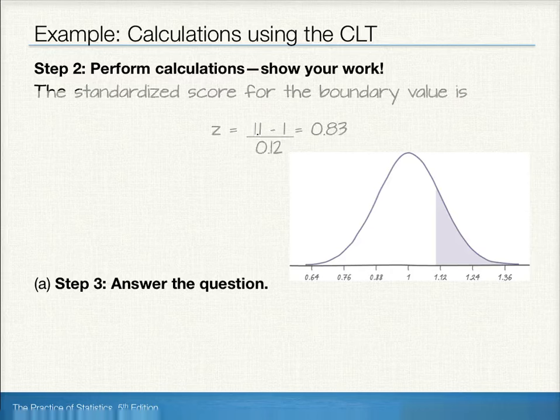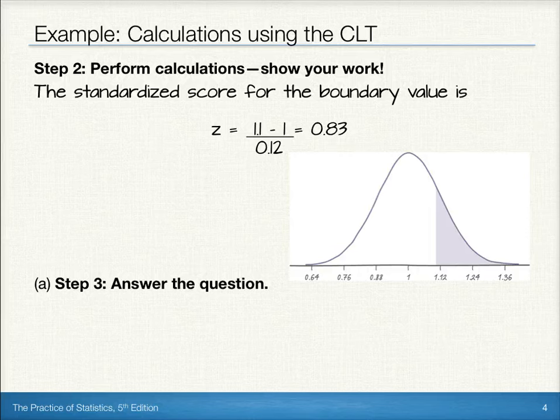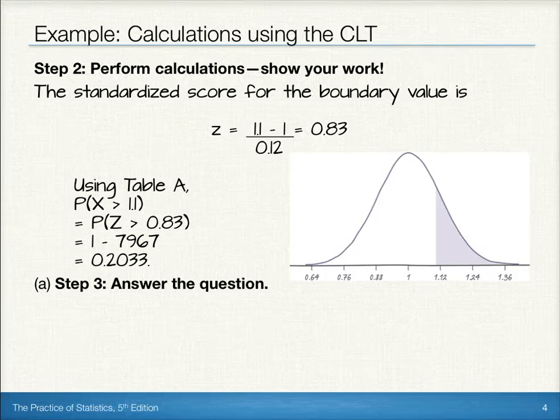We'll first need to find the standardized score for our boundary value. 1.1 minus 1 over our standard deviation of 0.12 gives us a boundary value of 0.83. Using table A, we can find our probability. 1 minus 0.7967 gives us a probability of 0.2033.